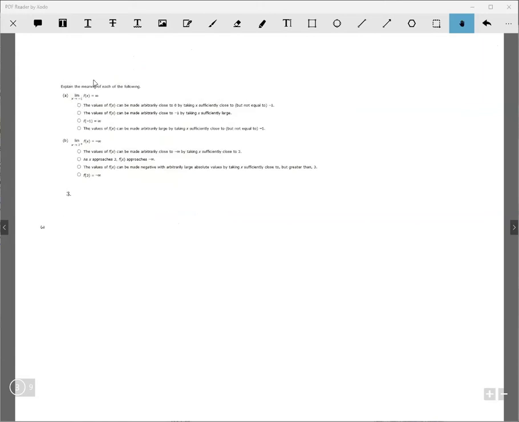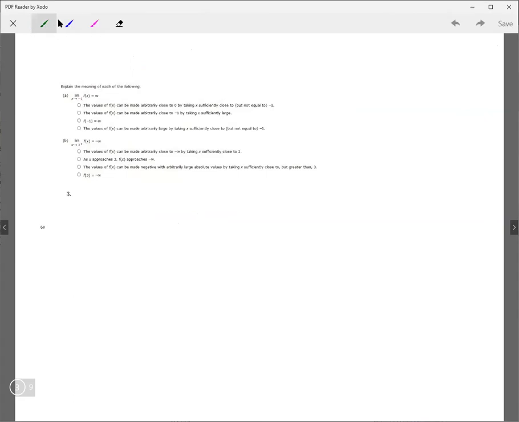Number 3, explain the meaning of each. Okay, now we're talking about limits being infinity. The key here is infinity is not really a number. The phrase here is arbitrarily large. So values get arbitrarily large. The values of f can be made arbitrarily large by taking x sufficiently close to, but not equal to, -1. That would be this one right here.